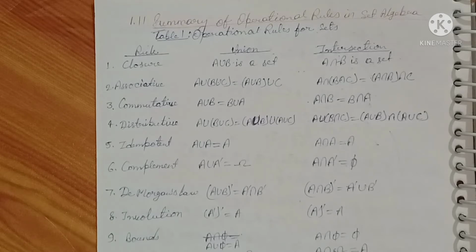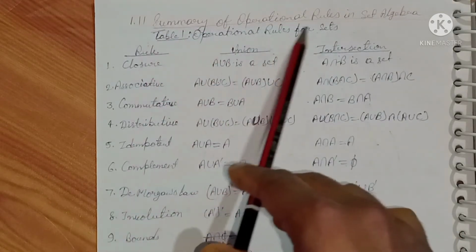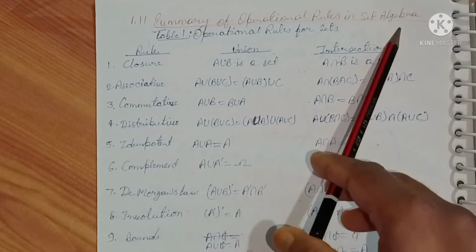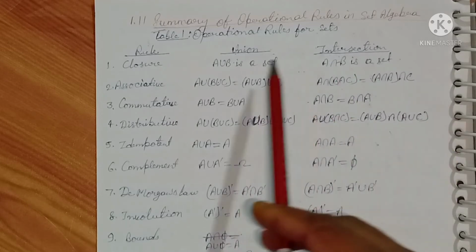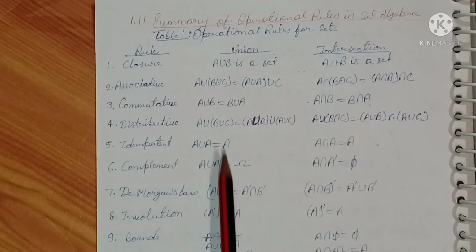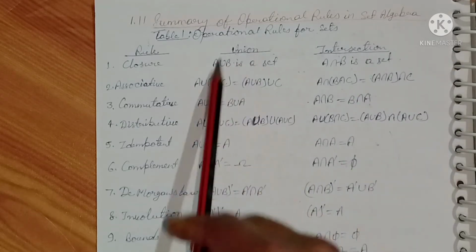You know what, in summary I have written it so that I can give you all an overview. First, you can see here, as a heading it is written: summary of operational rules in set algebra. Okay, so set algebra is different from the normal algebra, because some rules of set algebra are different. Okay, so I will explain. So this is the rule.